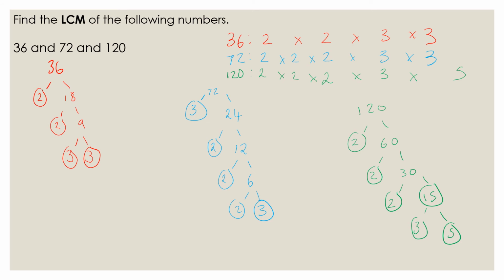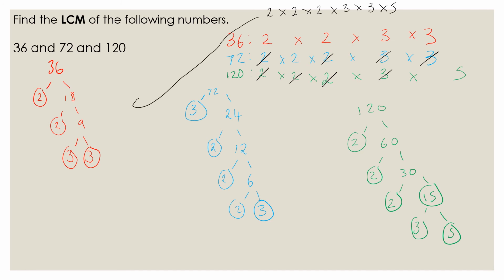So let's cross out the duplicates. So I don't need all those 2's or all those 3's. So that's going to give me 2 times 2 times 2 times 3 times 3 times 5 to do as the sum.